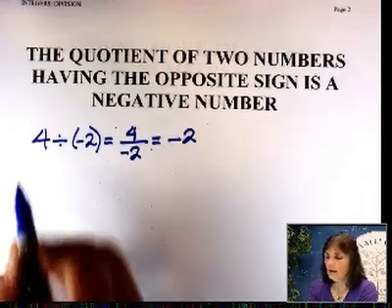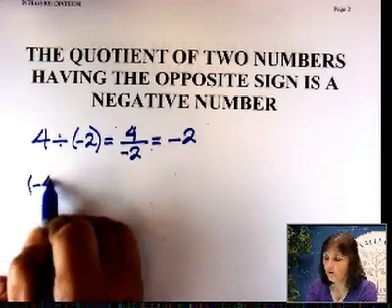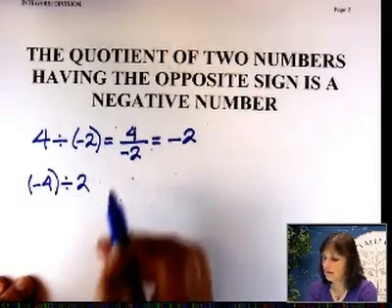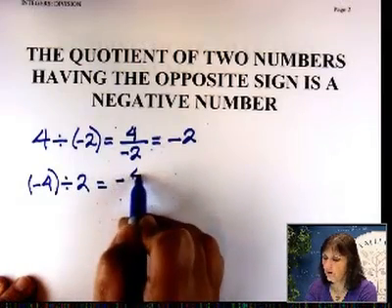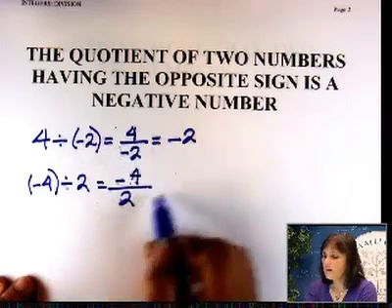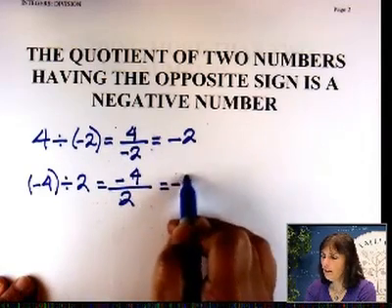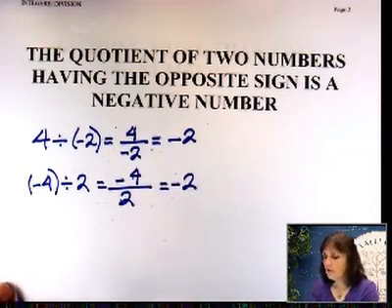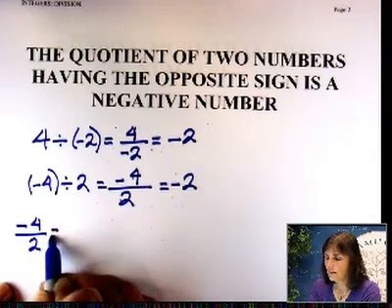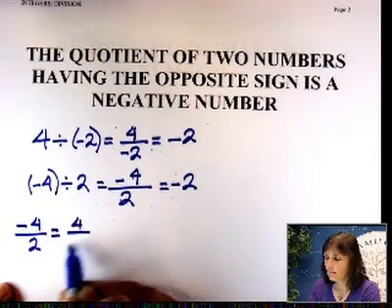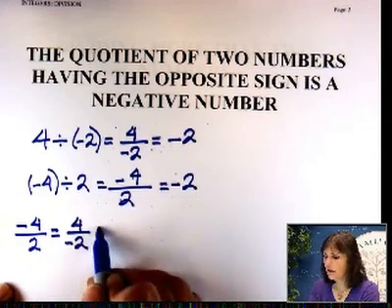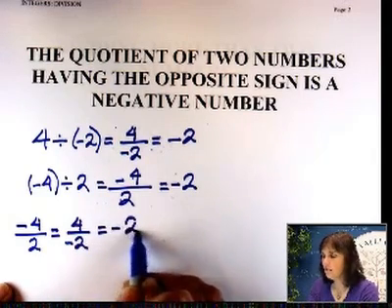Let's look at another one. How about negative 4 divided by 2? Positive, negative, you end up with negative. So what do you end up with? Negative 4 divided by 2 is the same as 4 divided by negative 2. In both cases, positive, negative gives you a negative answer.